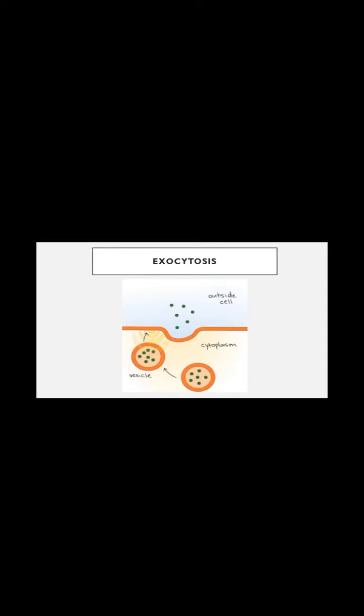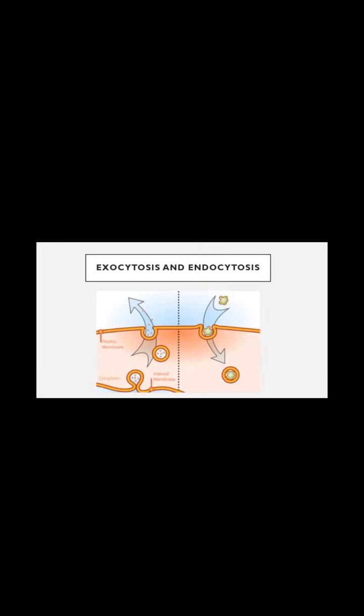Here secretory vesicles fuse with the plasma membrane, which results in discharge of the vesicle content into the extracellular space and incorporation of new proteins and lipids into the plasma membrane. It is the simple diagrammatic representation of exocytosis and endocytosis. This is all about bulk movement.